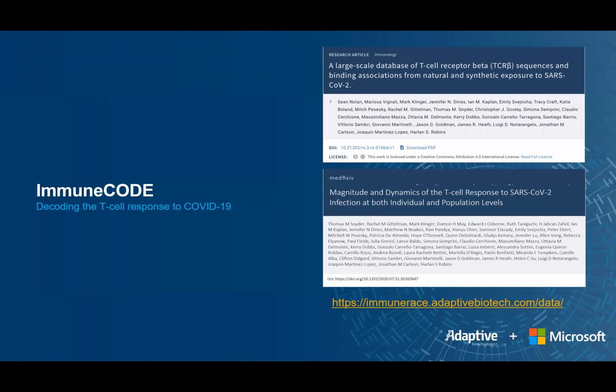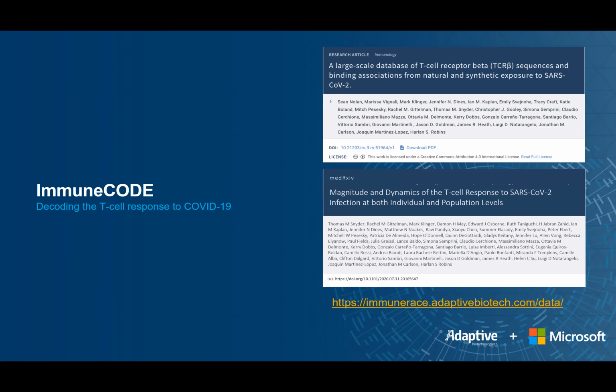The talk that I gave was actually the title of one of the two manuscripts I'm going to describe today, which is part of a project that we call ImmuneCODE, which is really around identifying T-cell response signatures to COVID-19. All the data I'm going to talk about today is available at immunerace.adaptivebiotech.com/data, as are the preprints.